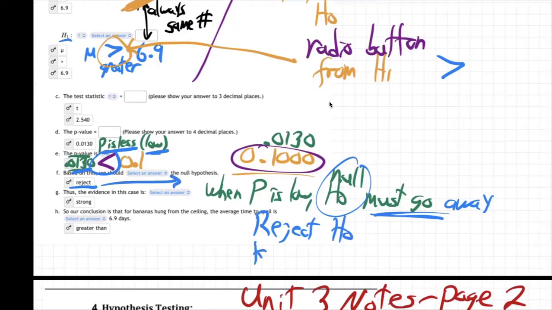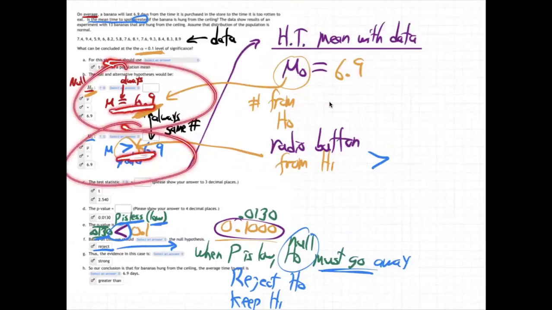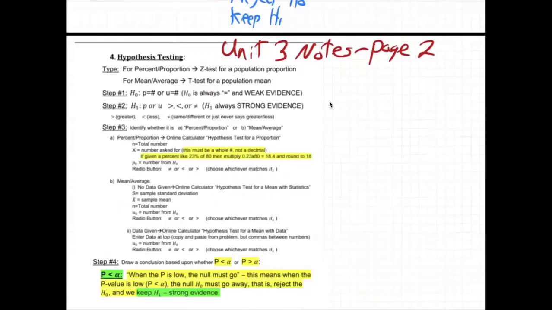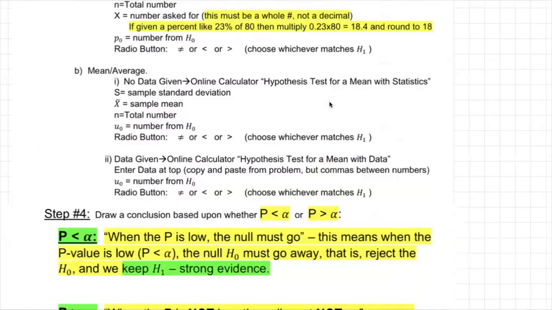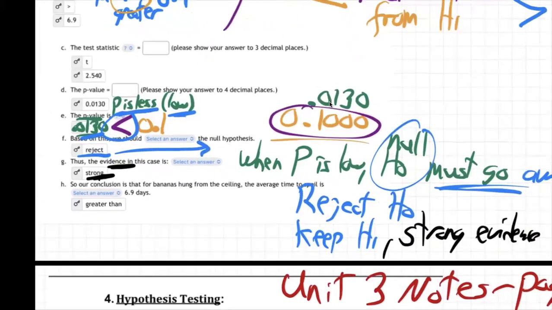So if you're rejecting H0, you're keeping the other one. You're keeping H1. Remember, these are two attorneys, right? And we were deciding who we believe. H0 was saying it's equal to 6.9, and H1 was saying, no, no, it's greater than 6.9. Who do we believe? We keep H1. We say the evidence is on the side of H1. And also, if you notice, it says keep H1, strong evidence, right? So strong evidence, we come back here and say keep H1, strong evidence. And that's right here, strong. The evidence is strong.